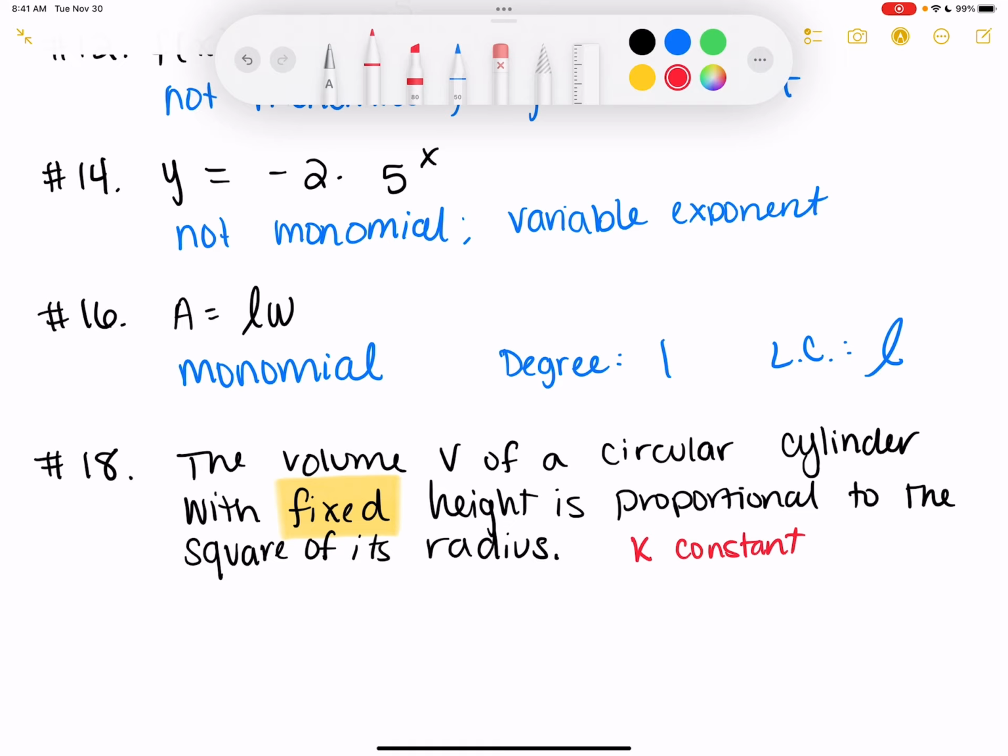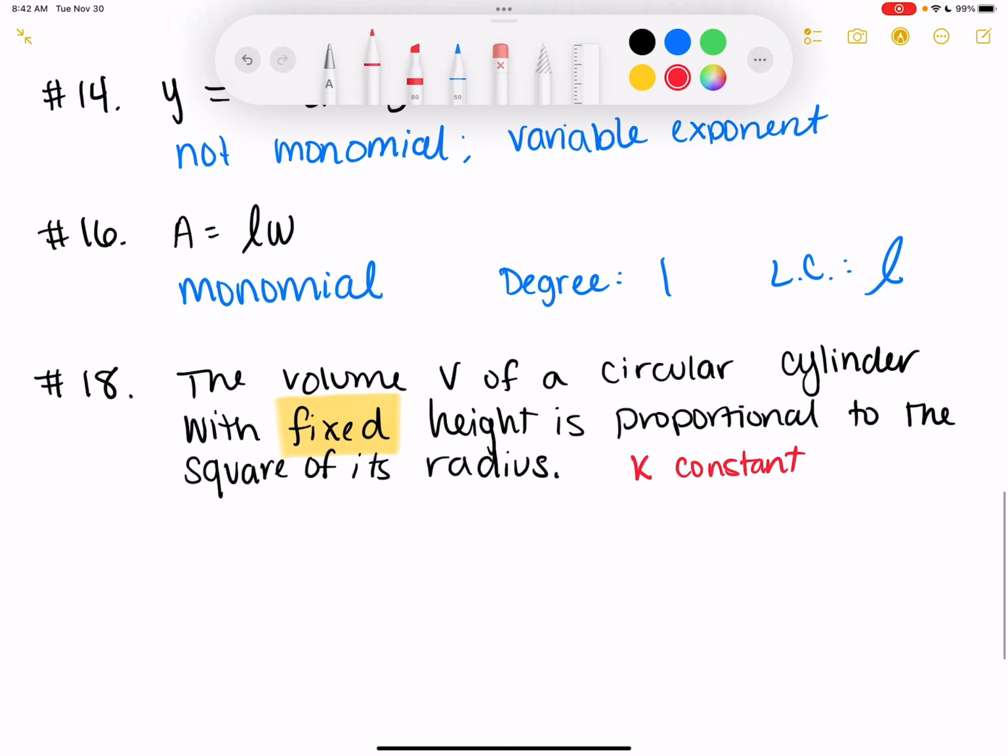All right, so what is the volume of a circular cylinder? It's pi r squared times height.